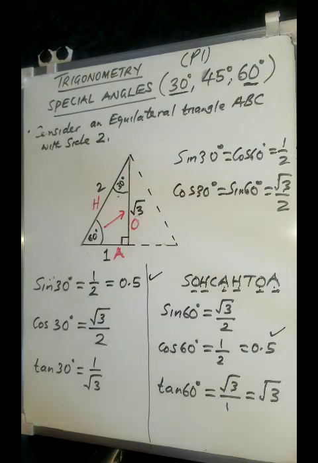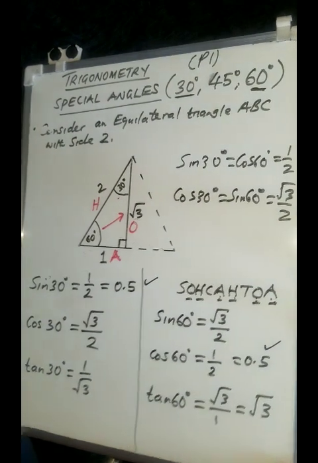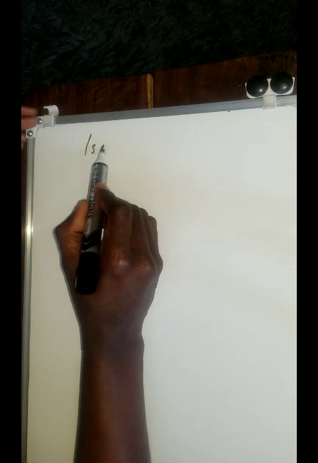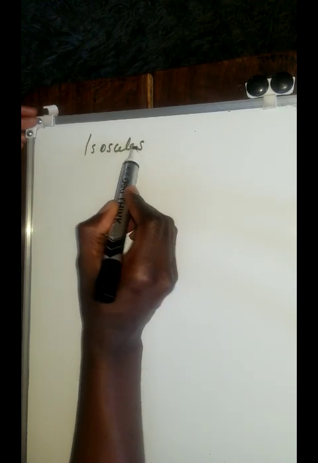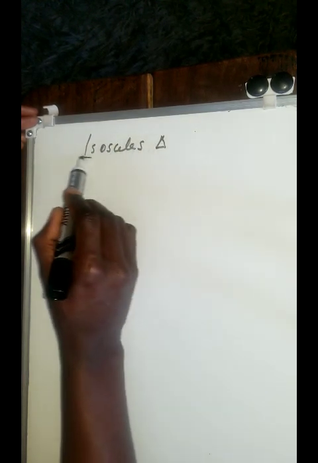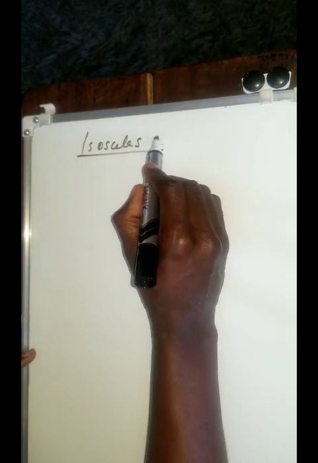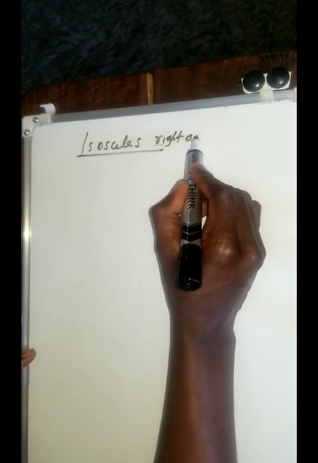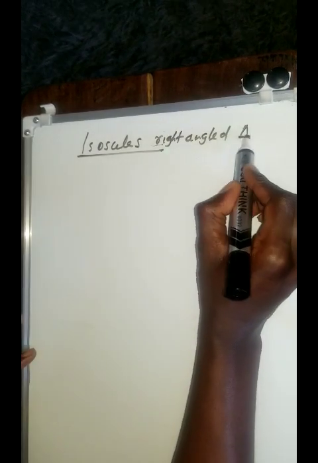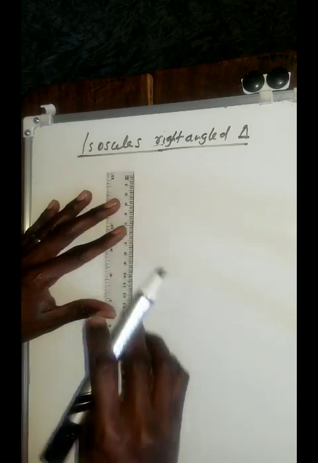Now I want to show you using just a typical example of how you can go about that in my later videos. But before that, let me conclude with another special angle. This time we are going to look at what we are calling an isosceles, right-angled triangle. So for an isosceles right-angled triangle, we can actually draw it this way.